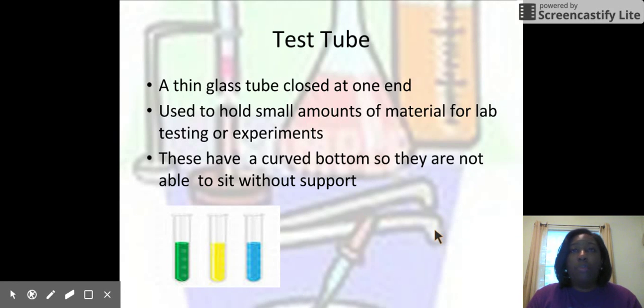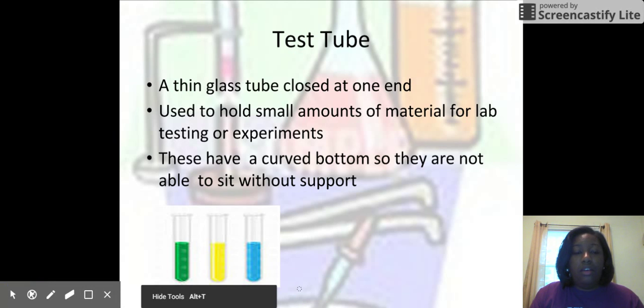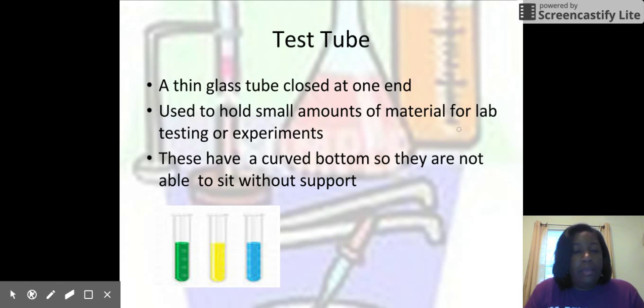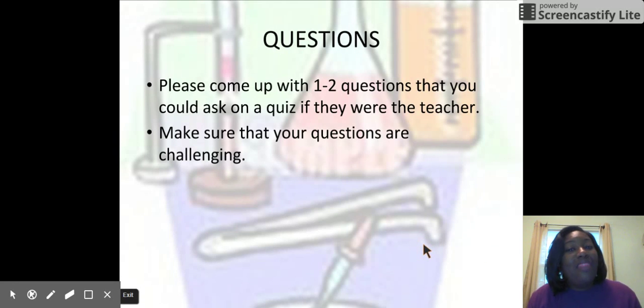For example, you could put baking soda in there, some iodine in there, then put it over a flame and it will react. You put different things in there. For example, you see the picture here, you have different colors. You probably could have added something to something else, and that would have been your small amounts for that lab test, or that exam, or that experiment.